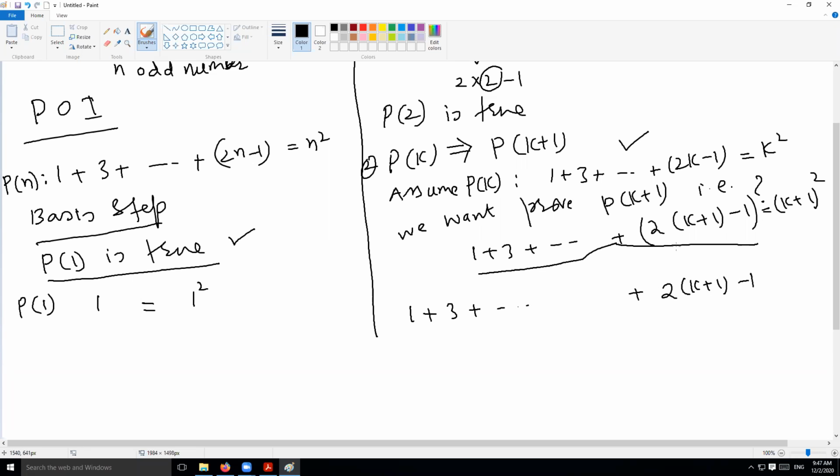In other words, if you write this 2 times (k plus 1) minus 1 explicitly, it is really 2k plus 2 minus 1, so it's 2k plus 1. Okay, so 2k plus 1. Can you tell me what would be the previous odd number if this is 2k plus 1? What would be the previous odd number actually?